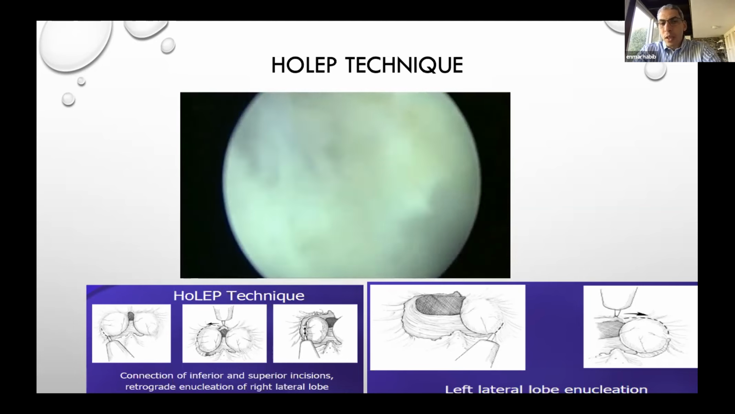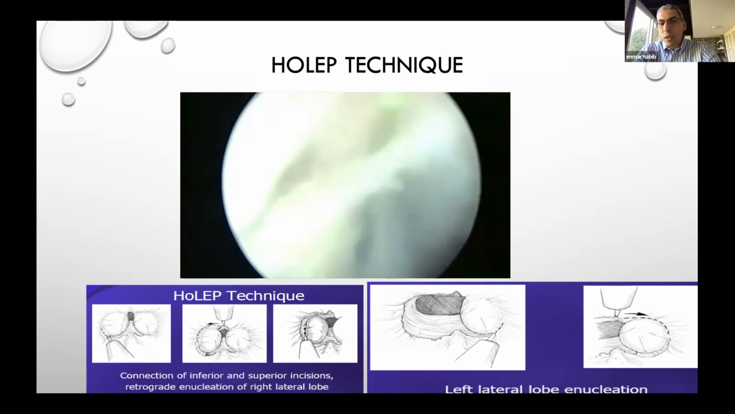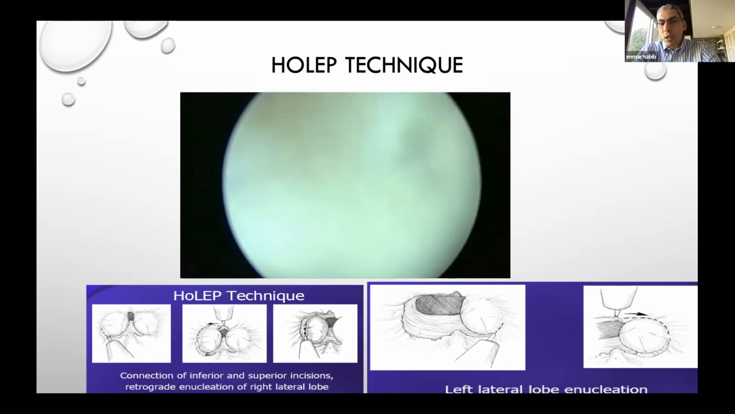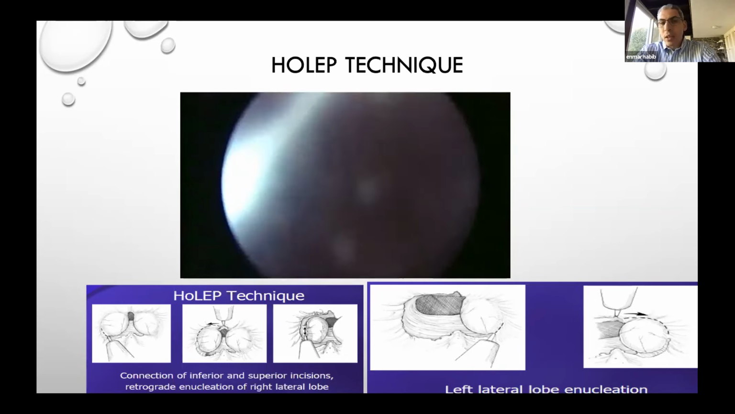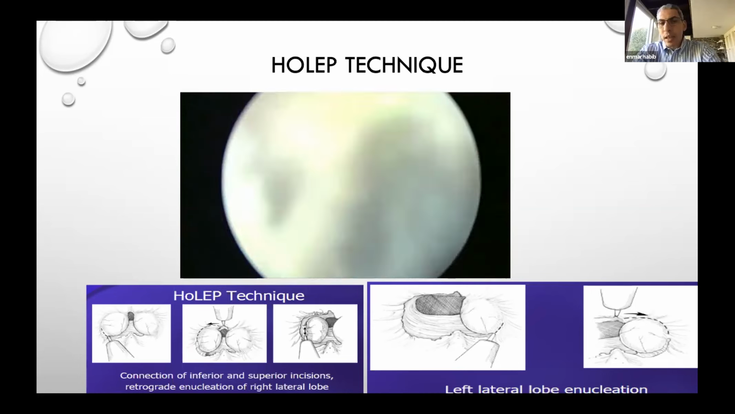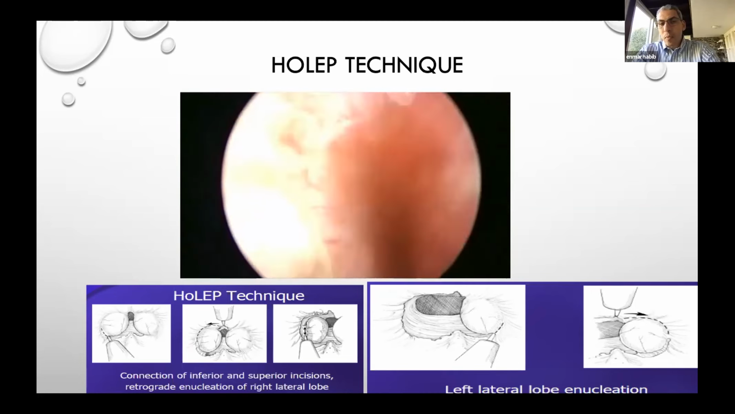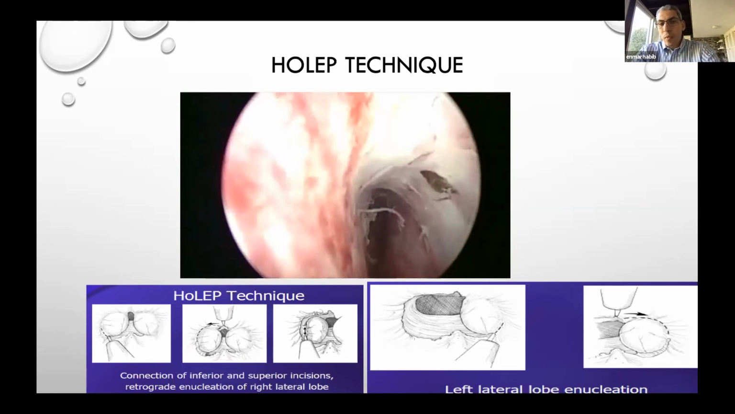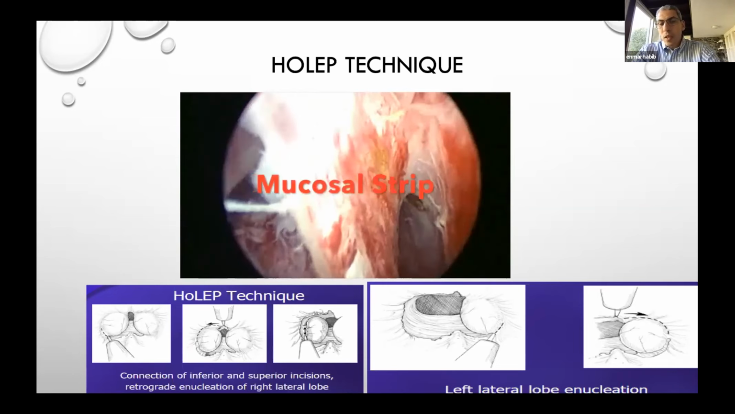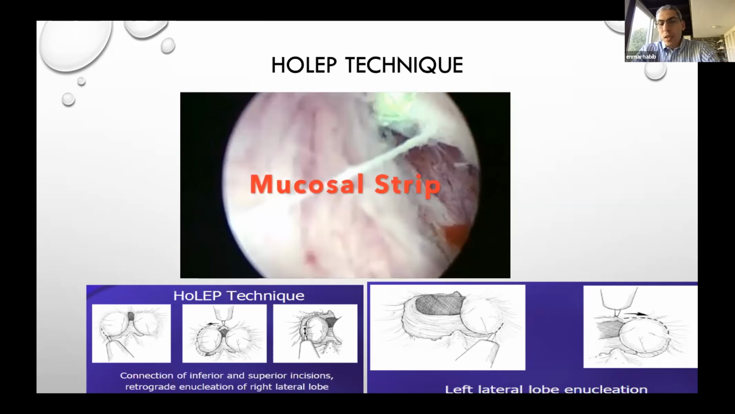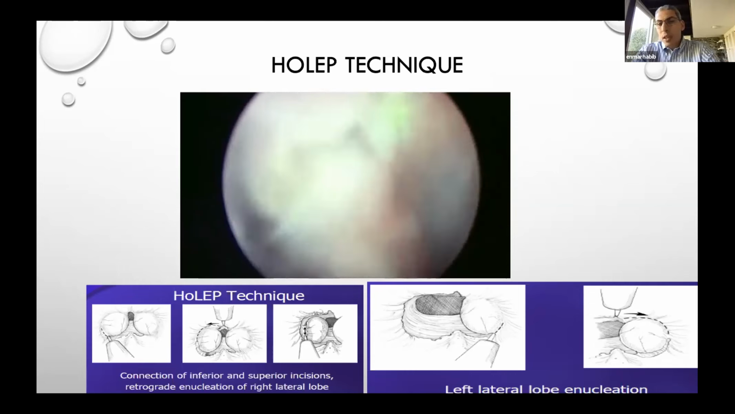Now we are separating the two adenomas, the two lateral lobes, from each other. And keep in mind that we have already separated the adenoma from the surgical capsule from above. So you are cutting the anterior commissure until you see the planes that you already created.